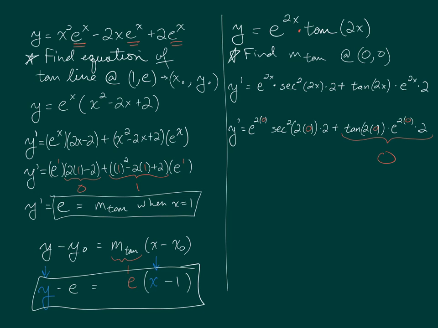While this first term, y prime, still equals e to the 0 power. In this first part, that is 1. And secant of 0 is also 1. So e to the 0 power is 1, secant to the 0 power is 1, times 2 plus 0. So this whole slope, this big complicated looking slope formula that we'll get for the slope of any tangent line for this function at 0, 0 simply turns out to be 2. That is our m tangent when x equals 0.